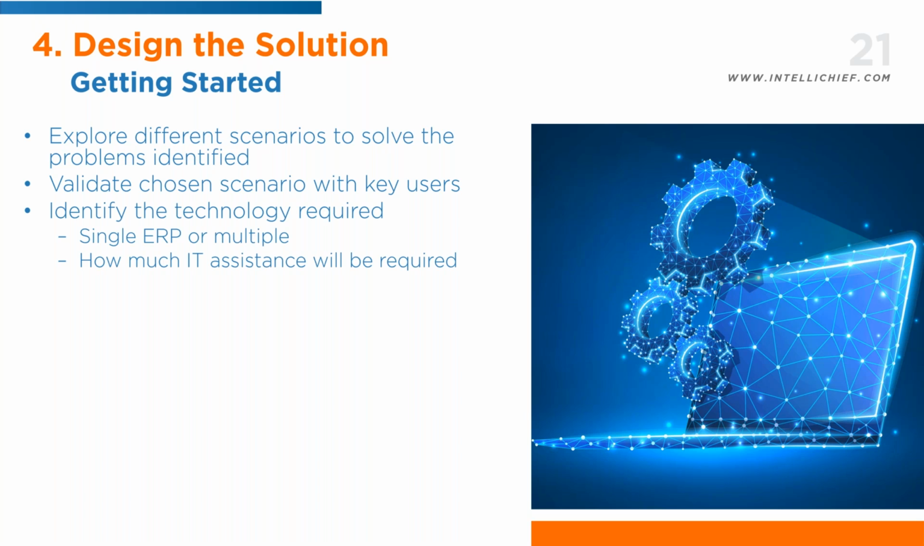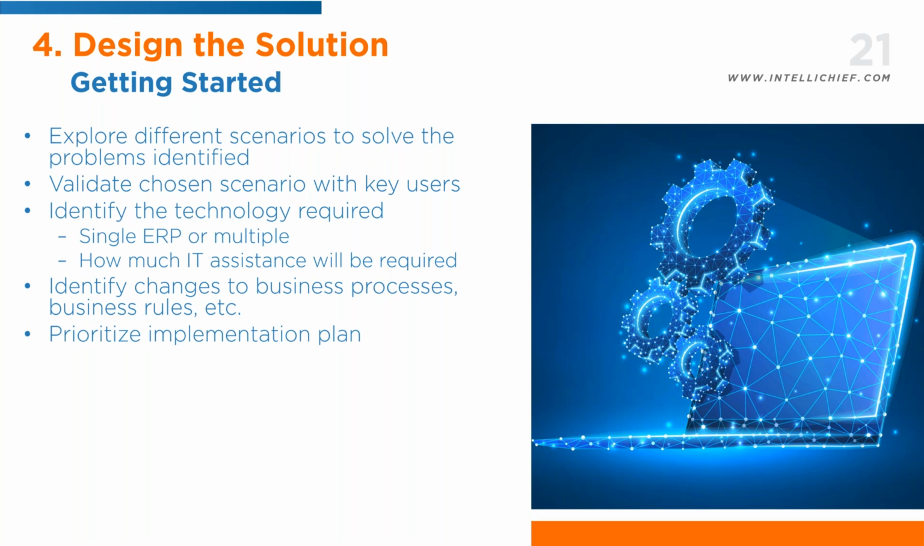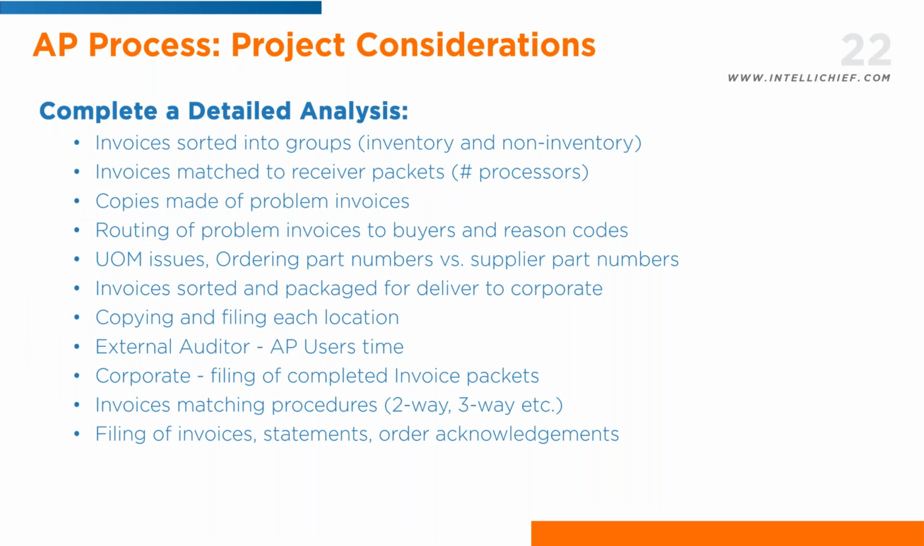Then the technology. Is it multiple ERPs? Do I have to pull information from EBS? Do I roll up information in EBS, but create my purchase orders in some other system? And what IT assistance, if any, is going to be needed? Changes to processes, business rules, and the implementation plan make that obviously a priority. Schedule a review of the solution design with your team and the executive management team to make sure it meets the requirements.